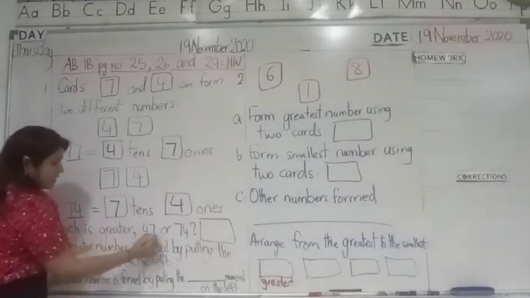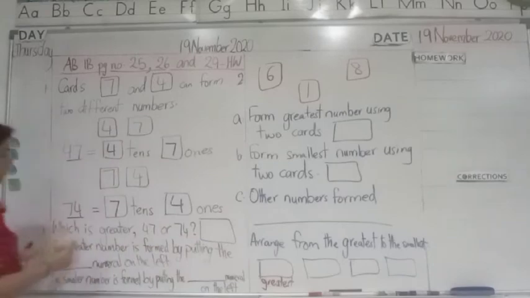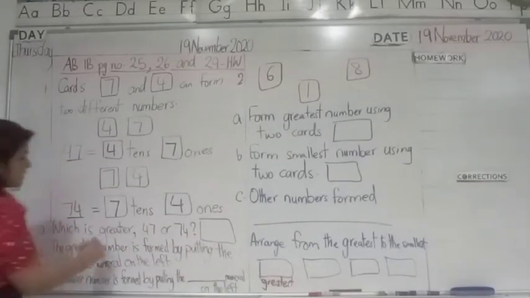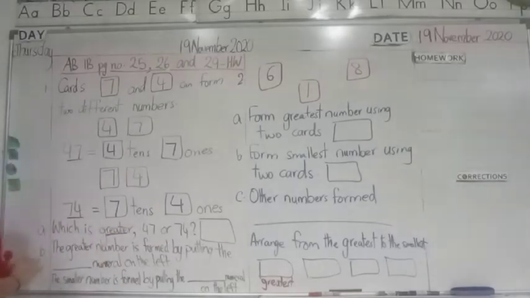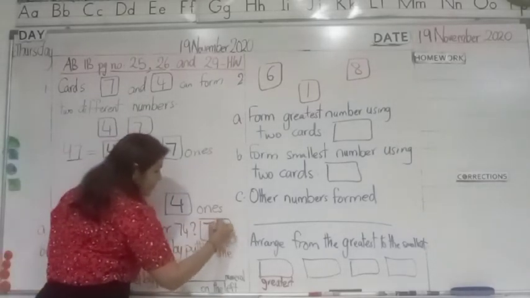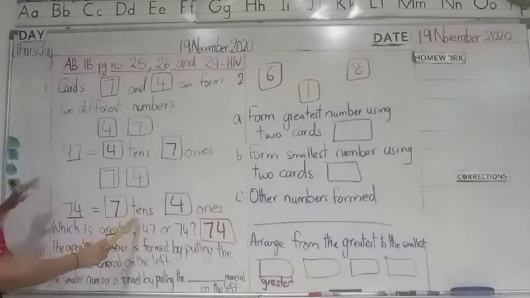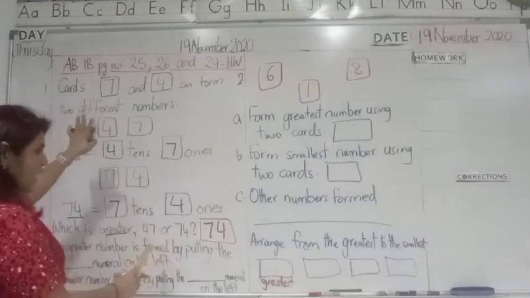Alright, next question is, which is greater out of 47 and 74, the numbers which we just formed? Correct. 74 is greater. How? Because there is 7 in tens place. The tens place is on your left hand side.